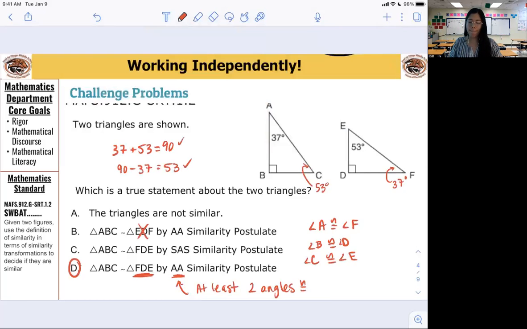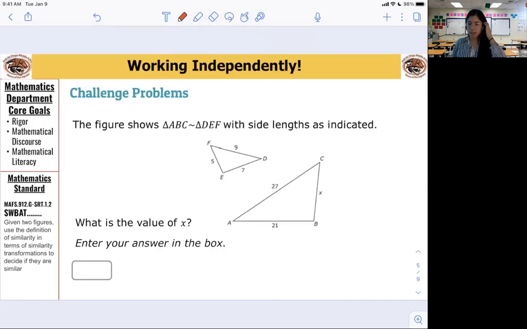Okay. Next one. Figure shows A, B, C, and D, E, F with side lengths as indicated. What is the value of X? Enter your answer in the box below. Take a moment, calculate it out, see if you can figure it out on your own, and then we'll go through it again together.